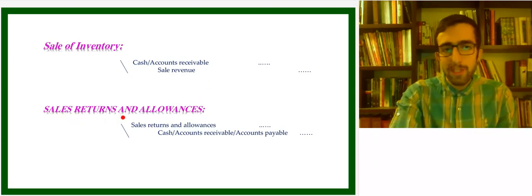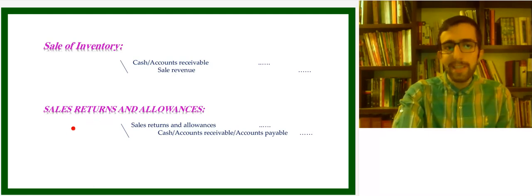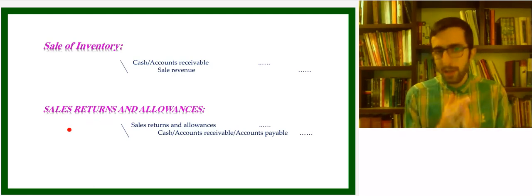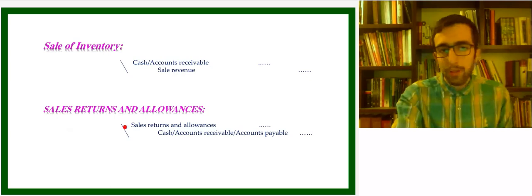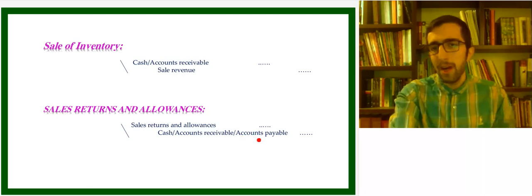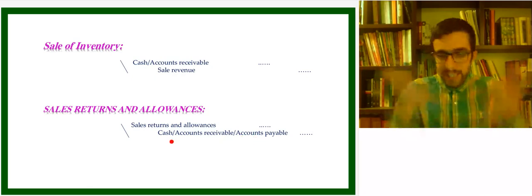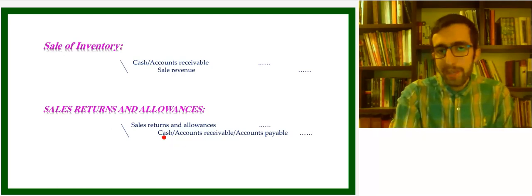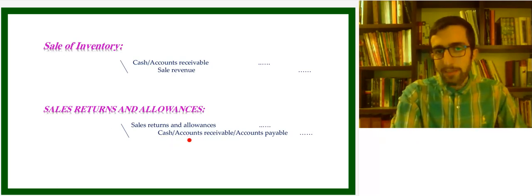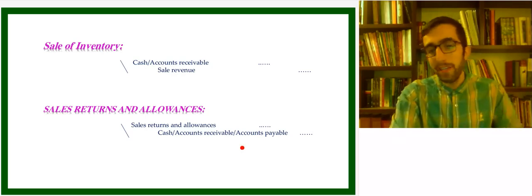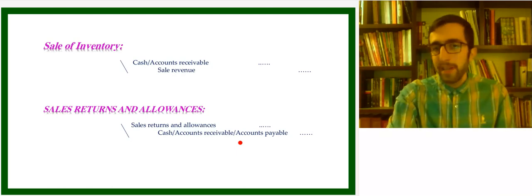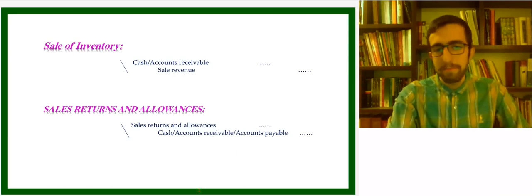But what about sales returns and allowances? Exactly like in the perpetual system, sales returns and allowances and sales discounts have a normal balance of debit. And we record sales returns and allowances on the debit side and cash, accounts receivable or accounts payable on the credit side. If we pay the cash exactly at that moment, we make cash on the credit side. If our receivables decrease, we put accounts receivable on the credit side. And finally, if we pay in the future, we make accounts payable on the credit side.